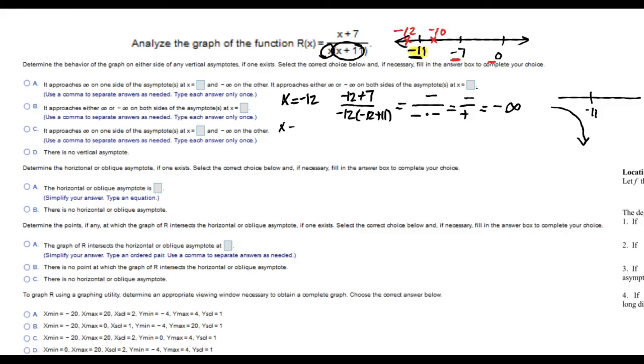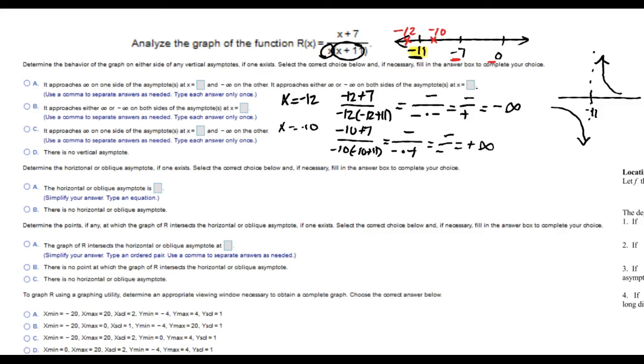So then my other test point was -10. I substitute that into my function, -10 plus 7 over -10 times -10 plus 11. That would be a negative over a negative times a positive. It's a negative over a negative, which is a positive. So on the right side, our graph is going to approach positive infinity. So for the vertical asymptote of -11, the y is going to approach negative infinity on one side and positive infinity on the other side.